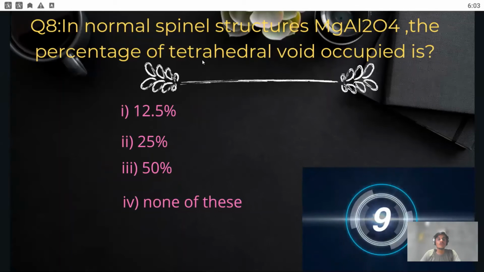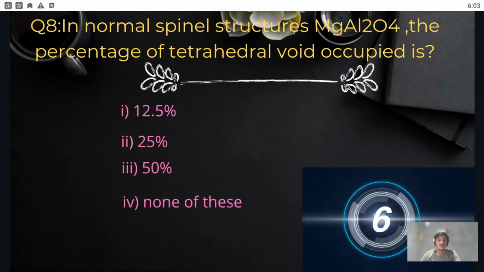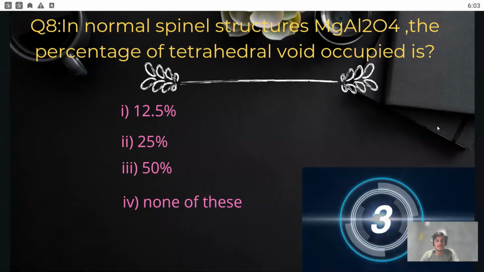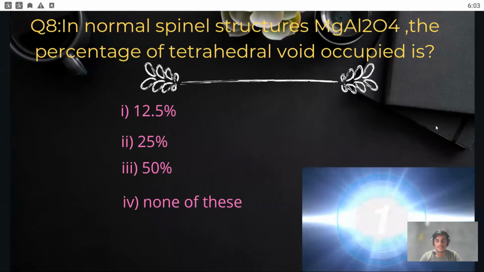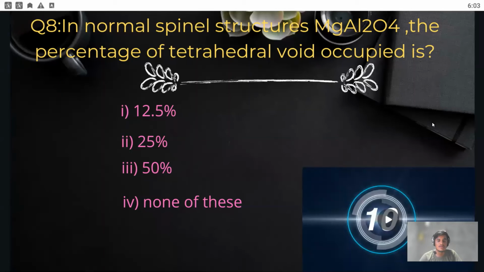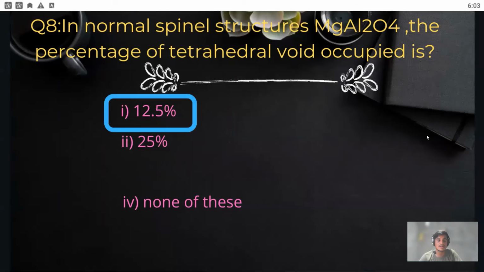Then question number 8. In the normal spinel structure MgAl2O4, the percentage of tetrahedral voids occupied. Good question. Every exam this question is asked. The correct answer is 12.5%. This is because oxygen forms an FCC structure in which Mg plus 2 occupies tetrahedral voids and Al plus 3 ions occupy octahedral voids. Per unit cell the total number of tetrahedral voids is 8, and the percent of tetrahedral voids occupied is 1 by 8 into 100, which is equal to 12.5%.